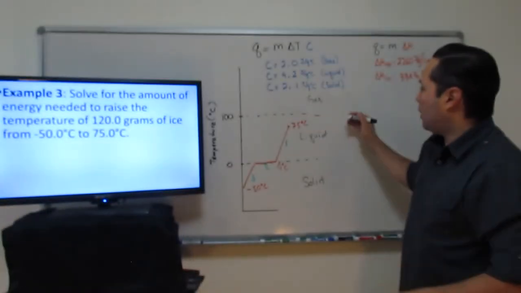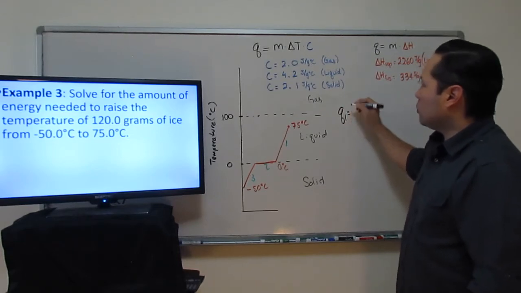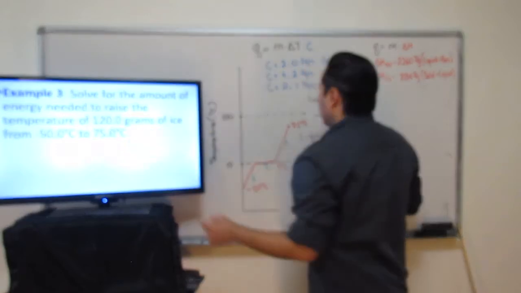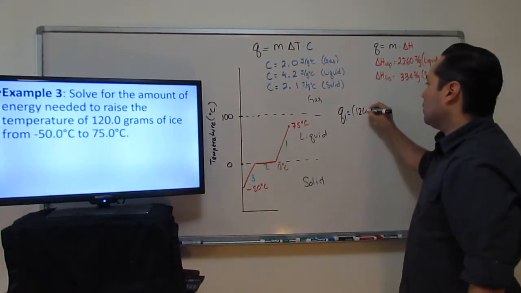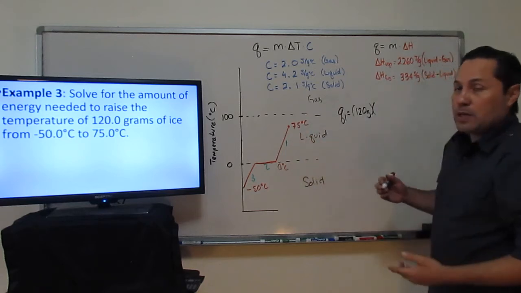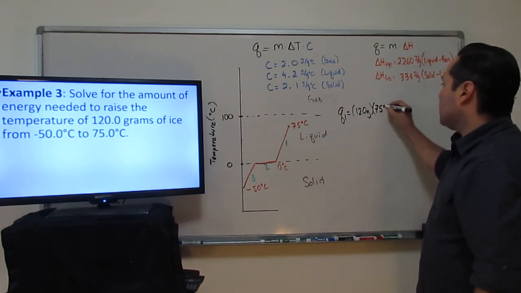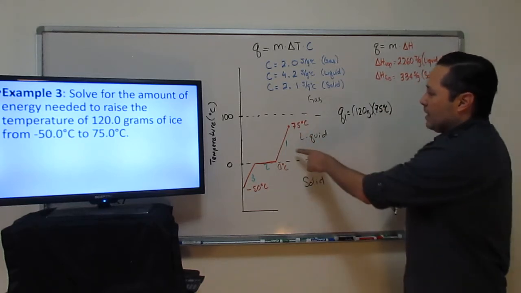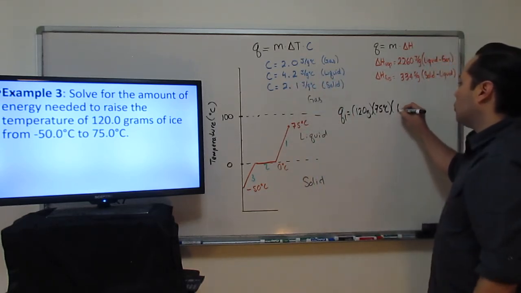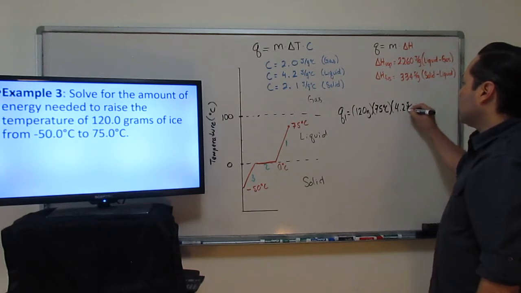We use this formula. Q1 is equal to the mass. The mass is going to be given to us. It is 120 grams. The change in temperature from 0 up to 75 degrees, that is a 75 degree change in temperature. And line number 1's in the liquid phase. So for liquid, we use 4.2 joules per gram degrees Celsius.